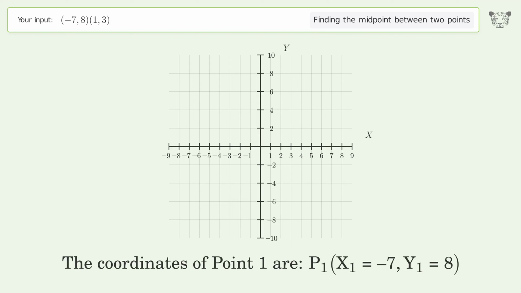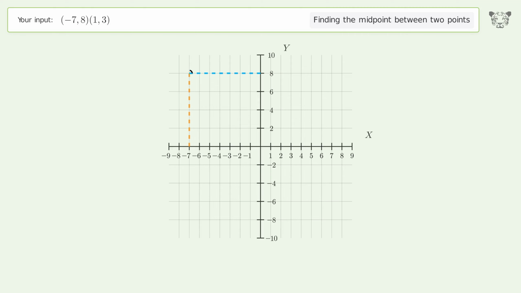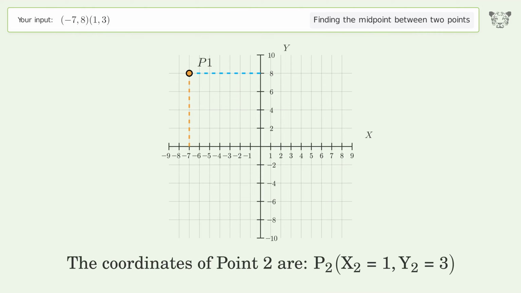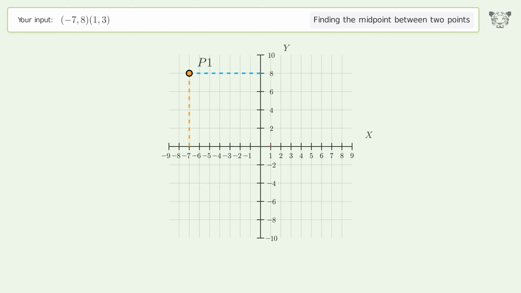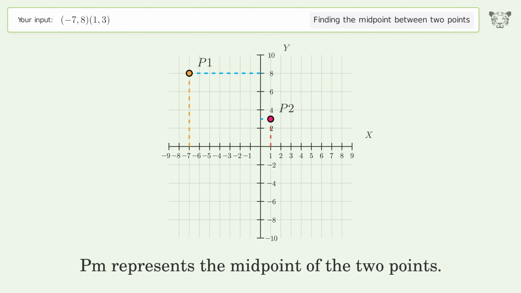The coordinates of point 1 are, x1 equals -7, y1 equals 8. The coordinates of point 2 are, x2 equals 1, y2 equals 3. PM represents the midpoint of the 2 points.